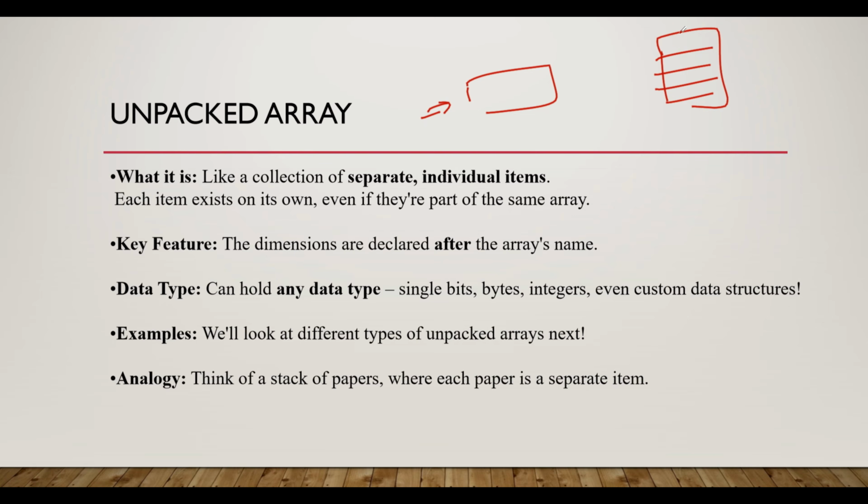So what is the key feature? The data type. Here you can use any data type, like byte, integer, even your custom data structure, whereas in a packed array you are allowed to use only single-bit data types. Examples of unpacked arrays are fixed array, dynamic array, associative array, and queue. All these are part of unpacked arrays only.